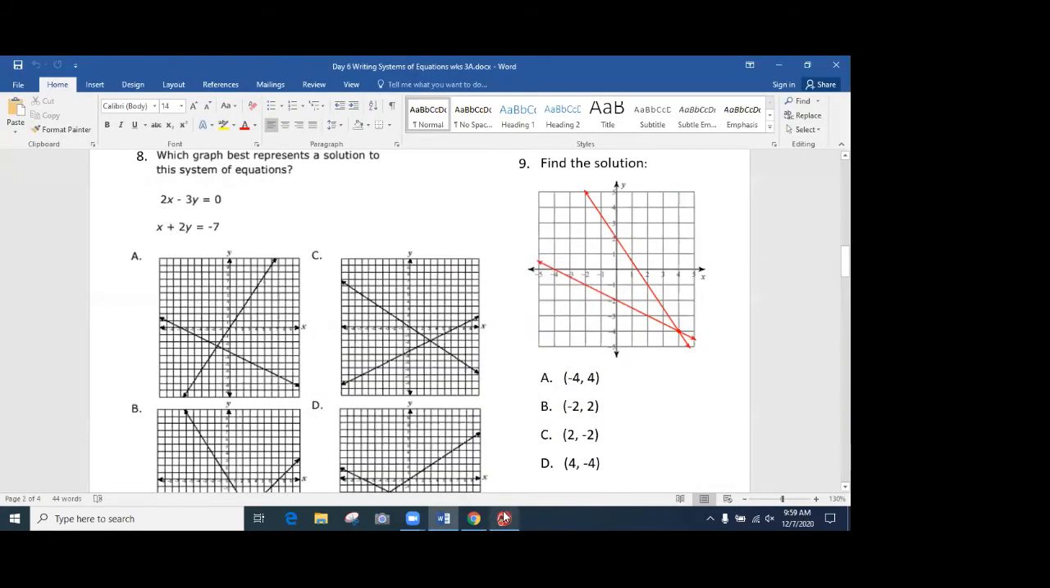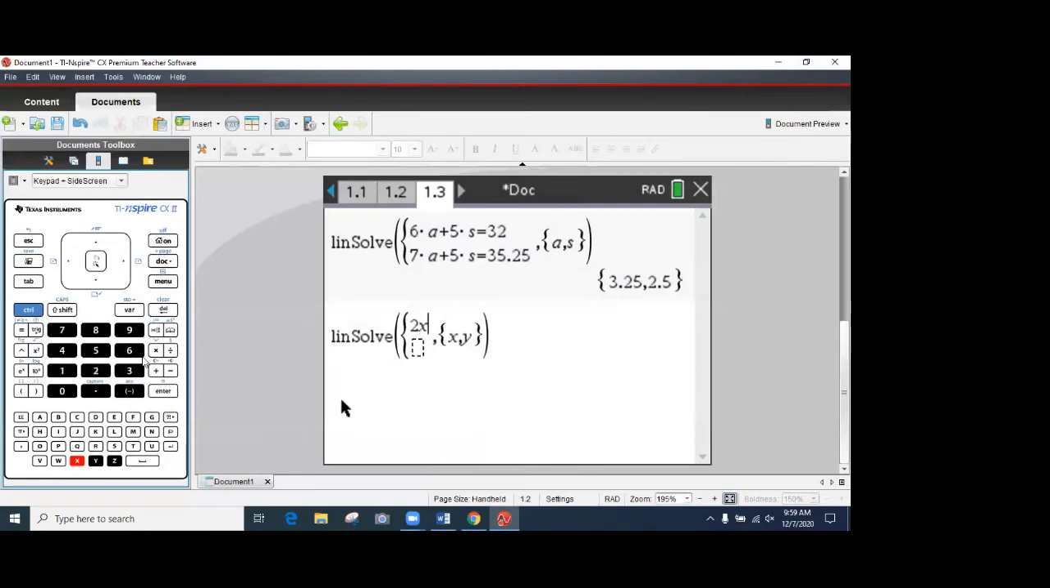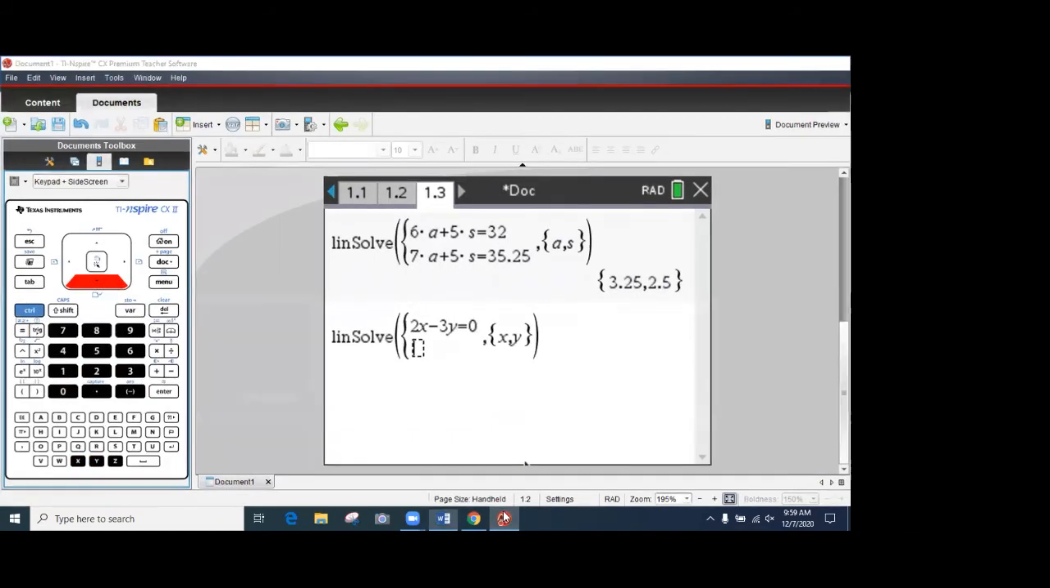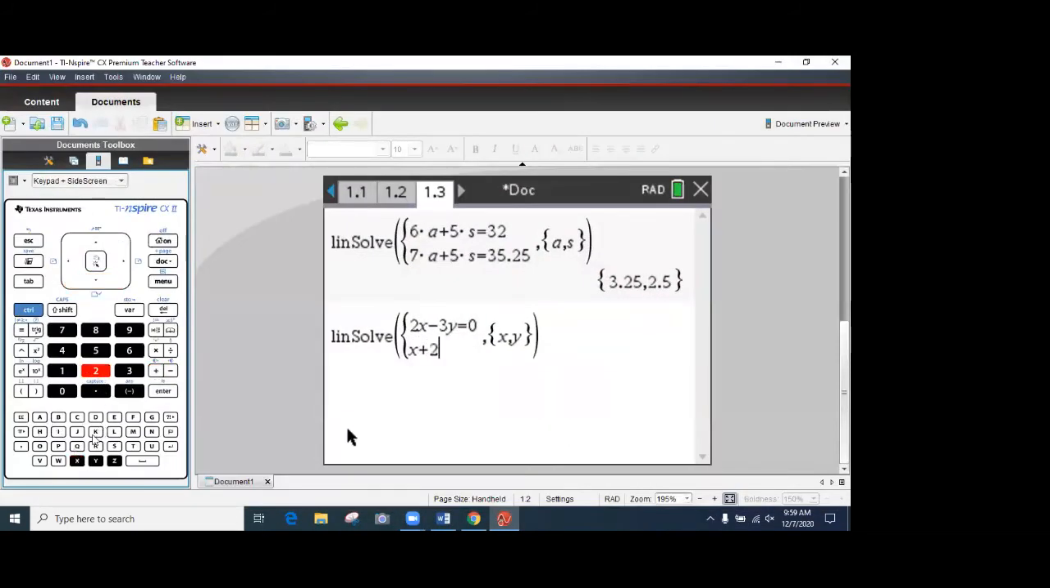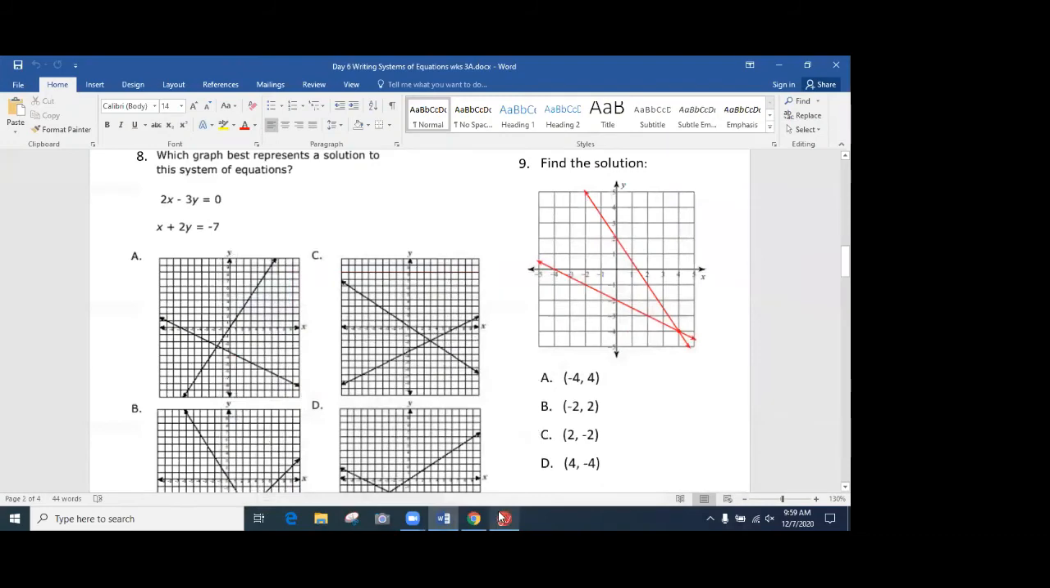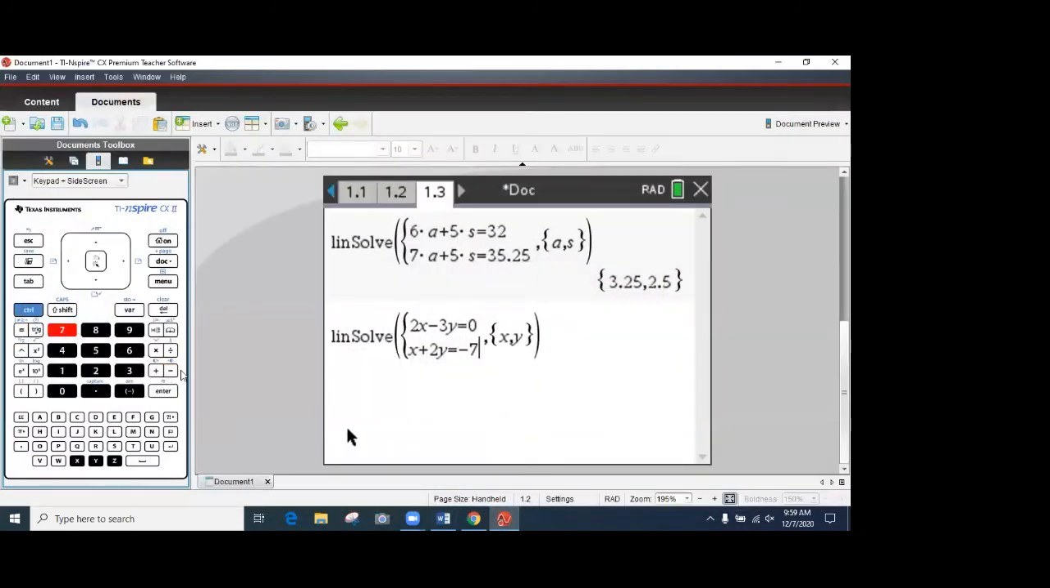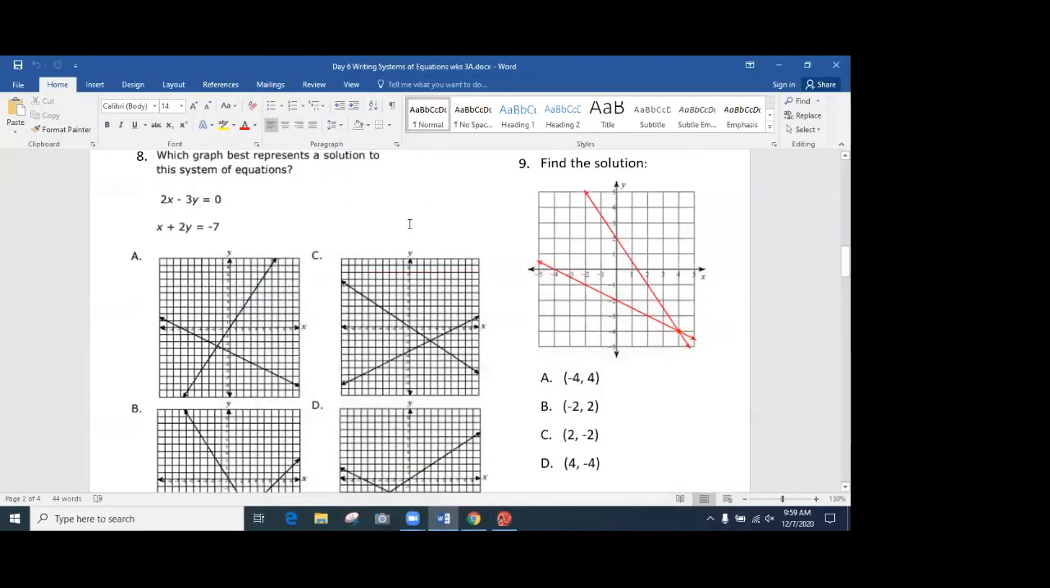So 2x minus 3y is equal to 0. And then on the bottom, x plus 2y equals -7. All right, so we typed all that in, we hit enter, and we get an answer of -3, -2. So now I'm gonna write this down right here, -3, -2.